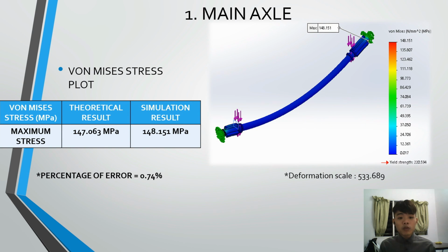From the von Mises stress plot, the maximum stress obtained is 148.151 megapascal, indicated by the red color contour, and the minimum stress obtained is only 0.017 megapascal, represented by the blue color contour. Comparing the simulation results with the theoretical results obtained from the loading analysis, the theoretical stress was 147.063 megapascal. Therefore, the theoretical calculations are considered correct relative to the simulation results, with only 0.74% error.